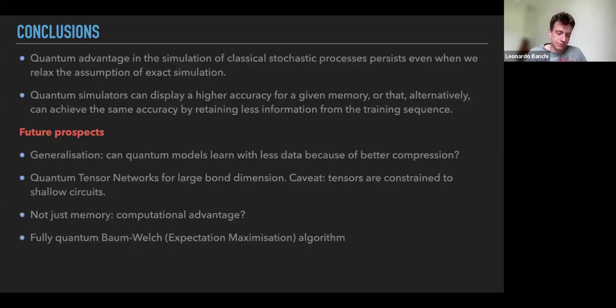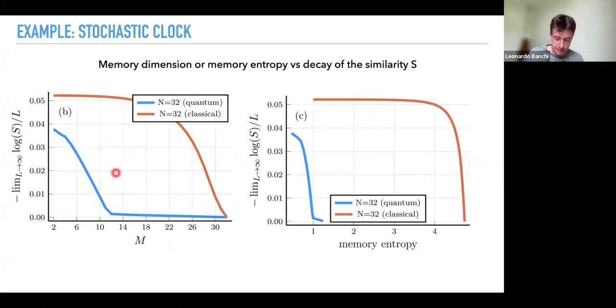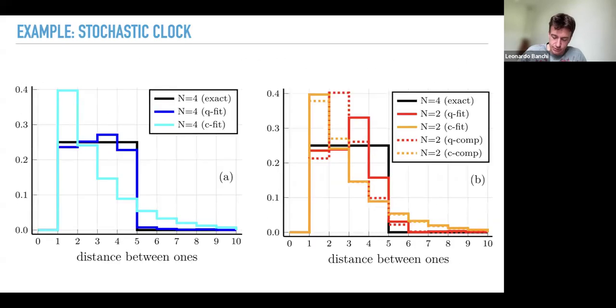Okay, so let me jump to the conclusions. Here we focused on studying the quantum advantage in the simulation of classical stochastic processes, and we found that this advantage persists even when we relax the assumption of exact simulation. So quantum simulators can display a higher accuracy for a given memory, or alternatively can achieve the same accuracy by retaining less information from the training sequence. That's what we showed, for instance, in these plots here, where you can see a clear separation between the quantum and the classical models.